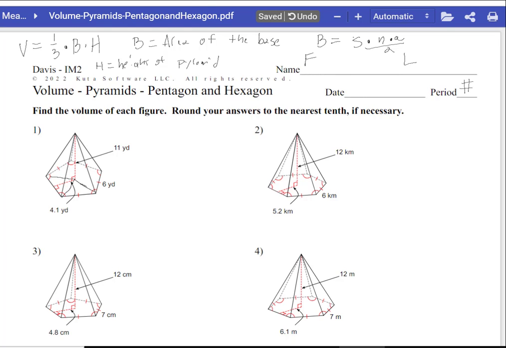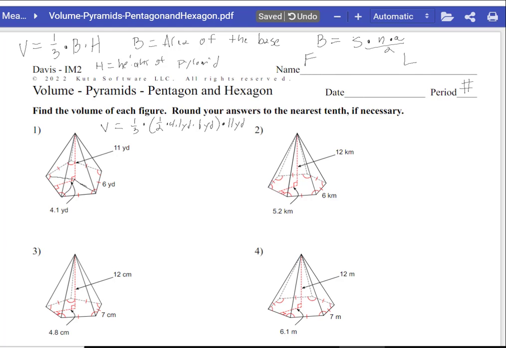So let's write it out. The volume is equal to 1/3 the area of the base, which is 1/2 times 4.1 yards times 6 yards. So this is the area of the base right here. And now I'm going to multiply it by the height of the pyramid, which is 11 yards.